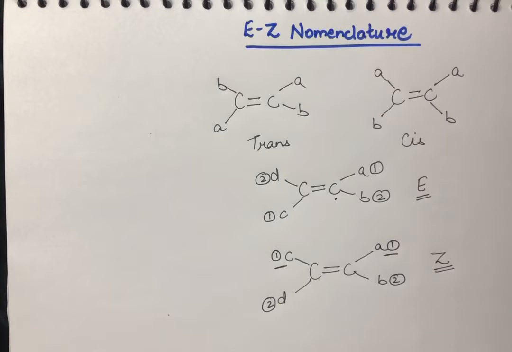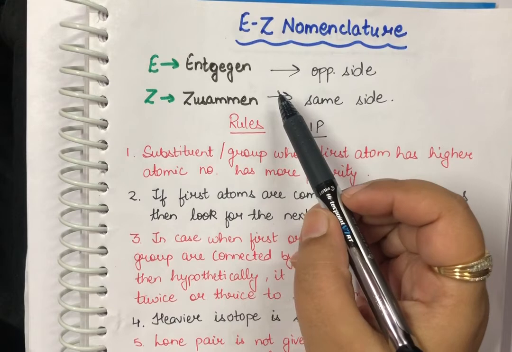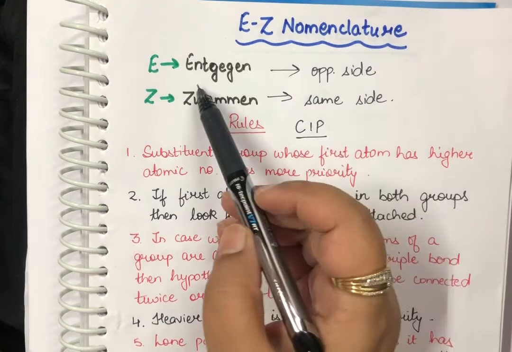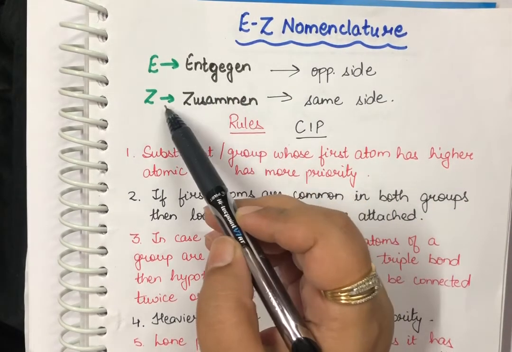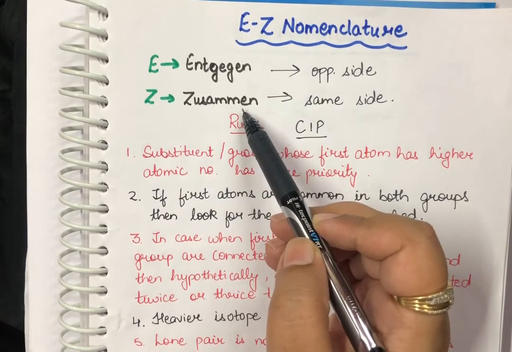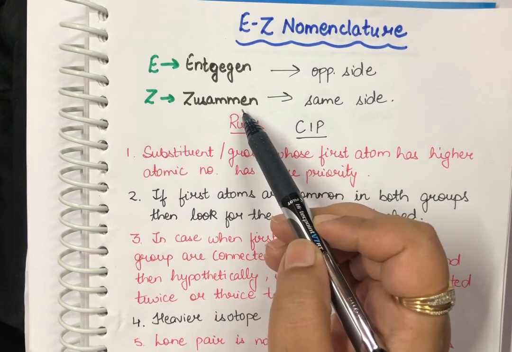Now there are a few rules for how to decide which one is to get more priority and which one would be of less priority. I will take all the rules one by one. Now, E and Z are not arbitrary variables that we use. E is from Entgegen and Z is Zusammen. These are German words used by the two German scientists who worked on this nomenclature.